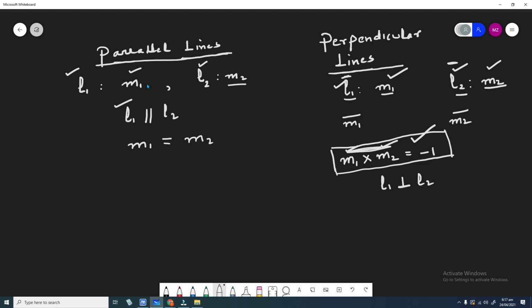So if we combine these two concepts: if L1 is parallel to L2, then M1 must be equal to M2. And the second concept is that if the lines are perpendicular, that is L1 is perpendicular to L2, then M1 times M2 must be equal to -1.